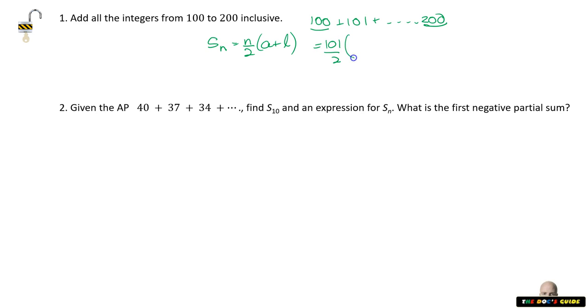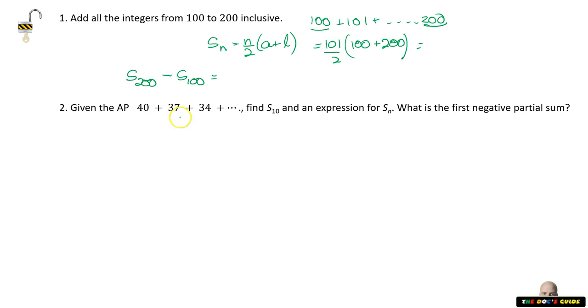So it's 101 on 2 outside the first one, 100, plus the last one, which is 200, whatever that works out to be. Another possibility, and I'm not encouraging this, is that you could find the sum of the numbers from 1 up to 200 minus the sum of the numbers from 1 up to 100. And that would give you the same answer.